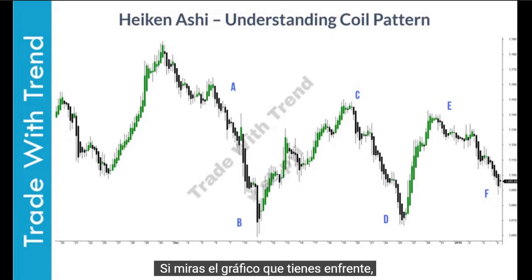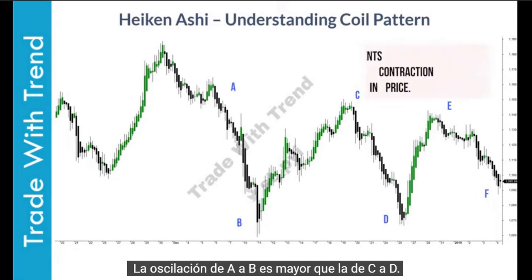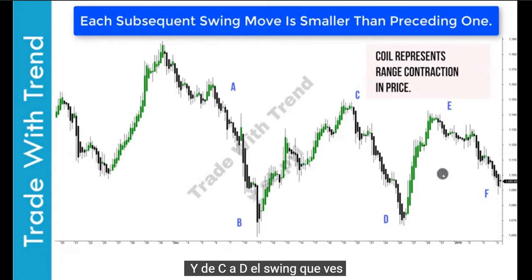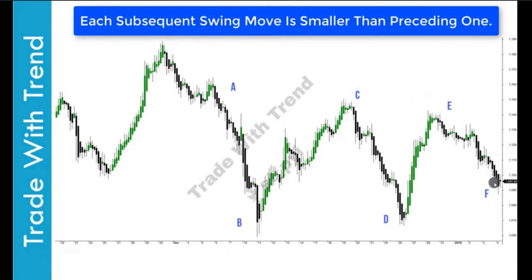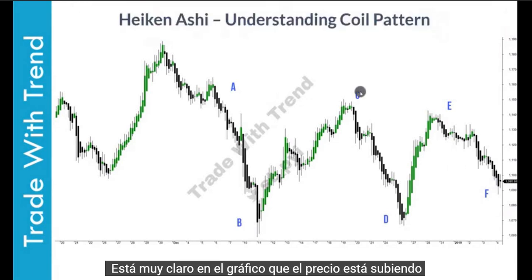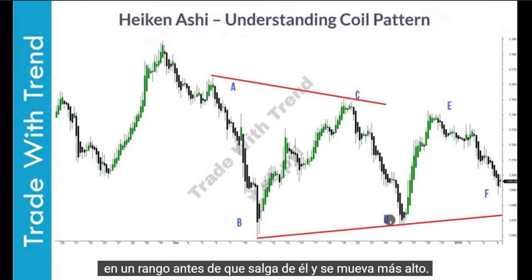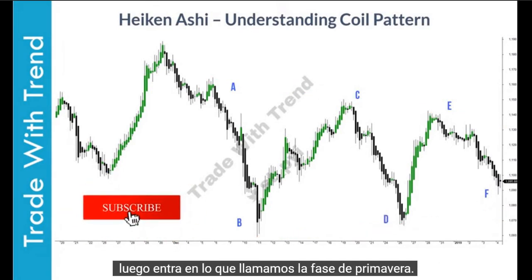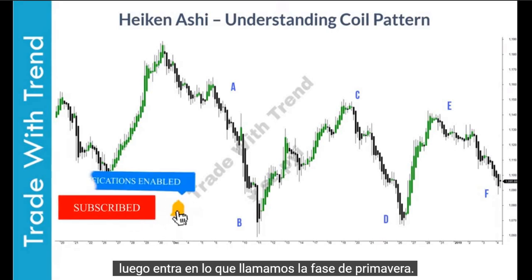If you look at the chart in front of you, I have marked the coil trading pattern from point A to point F. The swing from A to B is greater than that from C to D, and the swing from C to D is greater than what you see from E to F. It is very clear from the chart that price is coiling up in a range before it snaps out of it and moves higher. Whenever price moves above the range, it then enters what we call the spring phase.